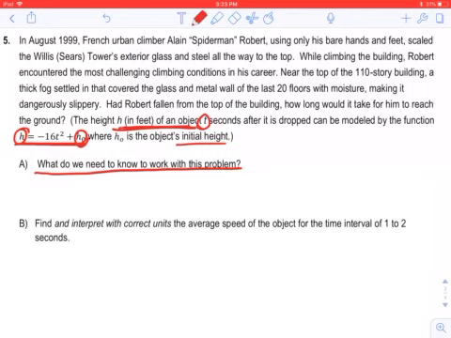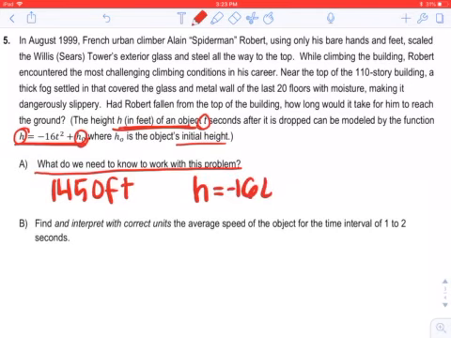So after reading this, it says, what do you need to know to work with this problem? Well, we were never given the height of the building. So the height of the building is 1,450 feet. I'm giving that to you now. So we can adjust our equation now. Instead of plus h naught, we can say h equals negative 16t squared plus 1,450.